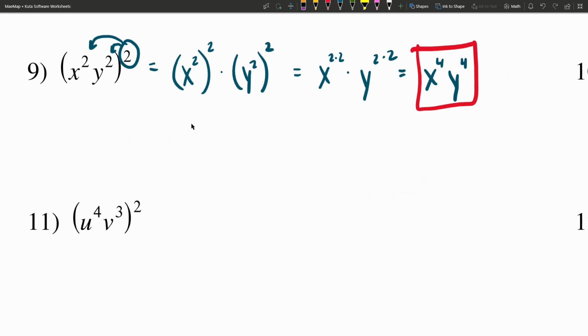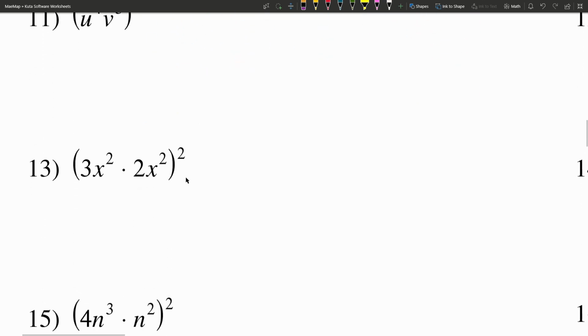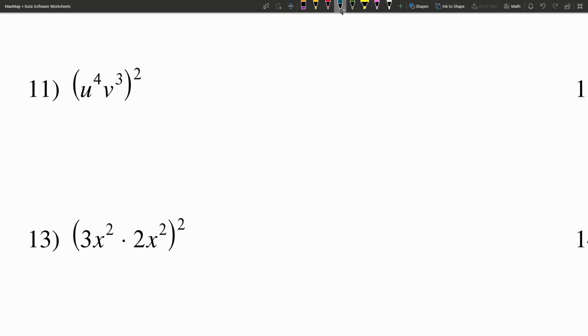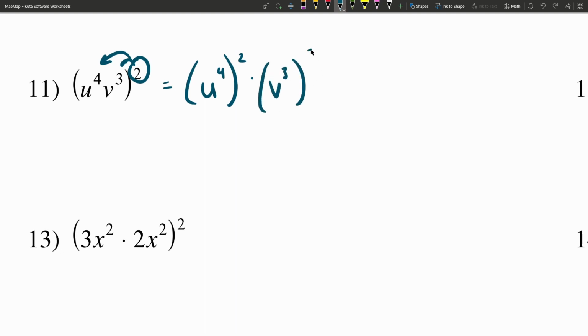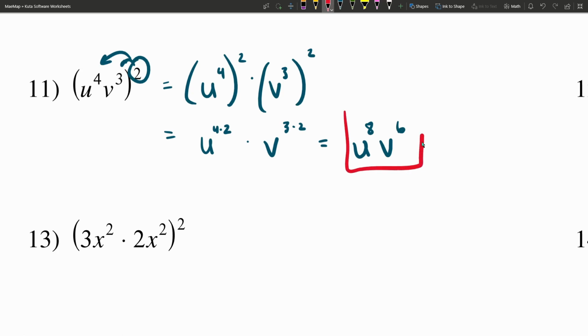But for now, let's just move right on down to number 11. For number 11, what are we going to do? Distribute this exponent to each of the terms. So we're going to have u to the 4th, that quantity squared, times v to the 3rd, that quantity squared. U to the 4th, when we square that, that's u to the 4 times 2. And we're going to be multiplying that by v to the, multiplying those exponents, 3 times 2. So this is going to give us u to the 8th times v to the 6th, because 4 times 2 is 8 and 3 times 2 is 6.